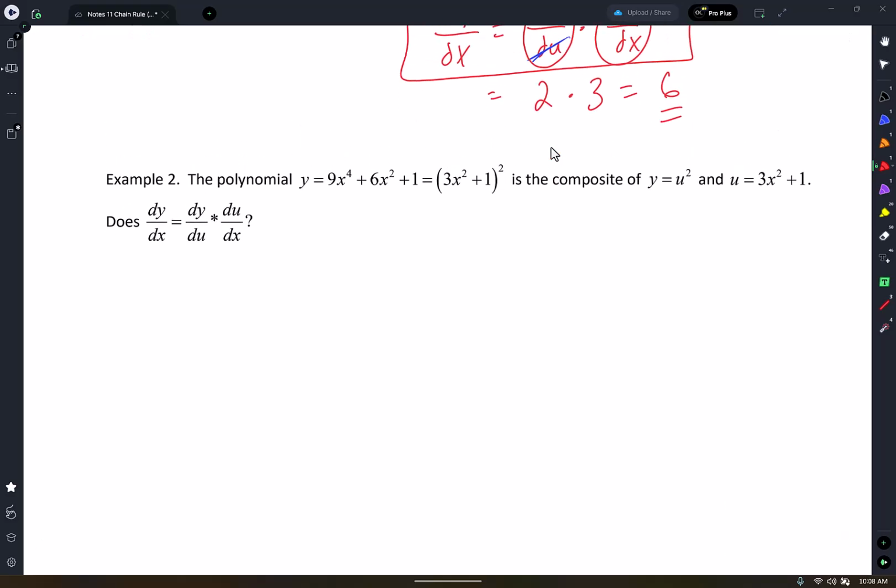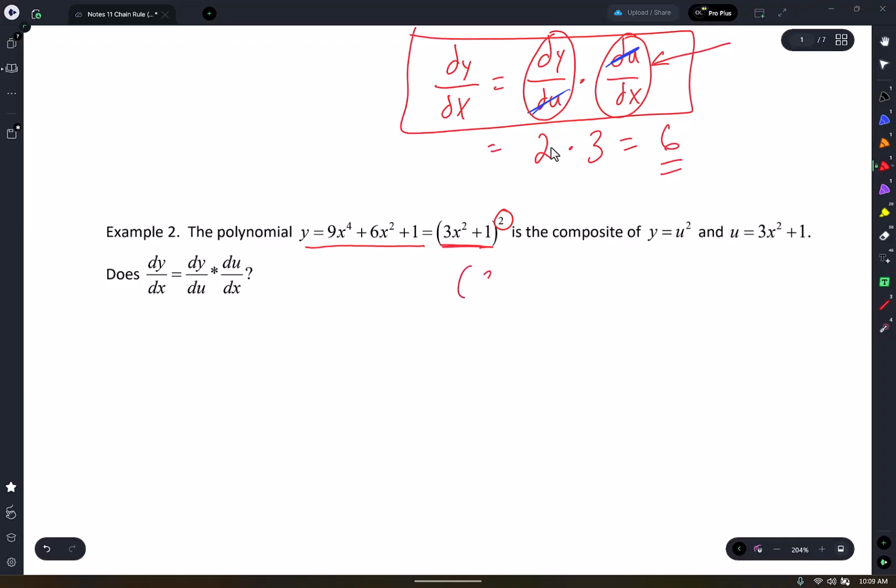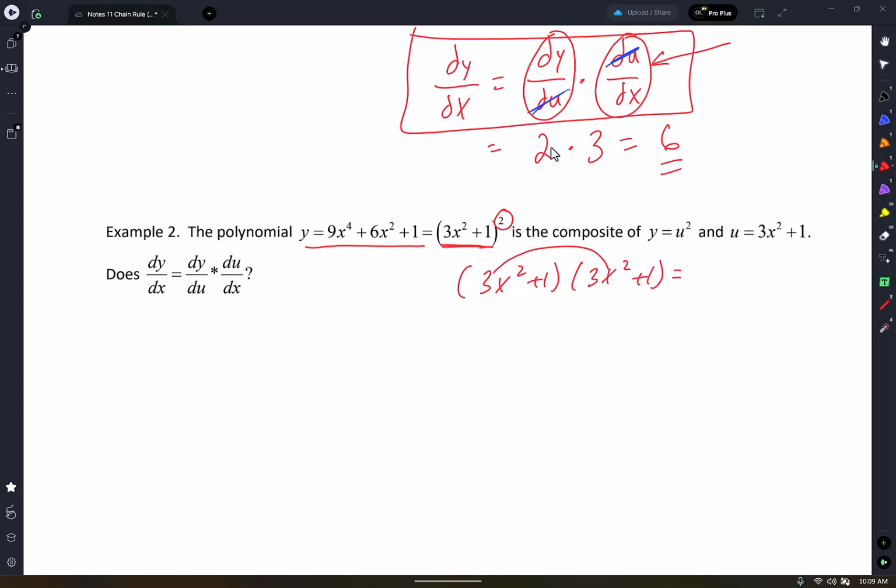So check it out. I have this function: 9x to the 4 plus 6x squared plus 1, and it can be rewritten like this with a 2 on the outside. See? Child, I don't believe you. Well, look. 3x squared plus 1 with a square on it means, well, just in case: 3x squared times 3x squared, 9x to the 4th. 3x squared times 1 is 3x squared, and you're going to have 2 of those, so plus 6x squared. And then 1 times 1, 1. Is that the same as this?